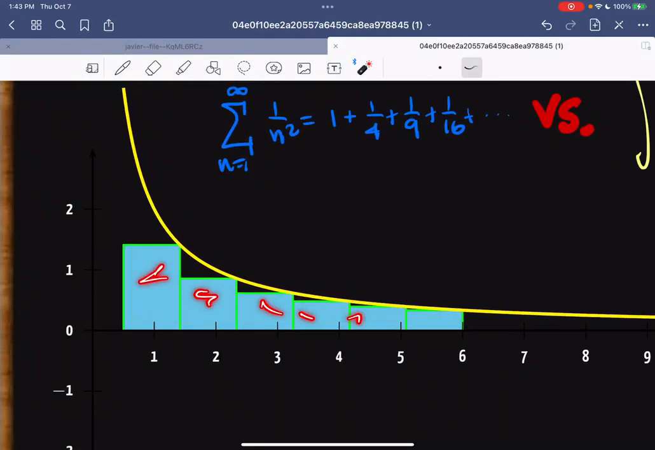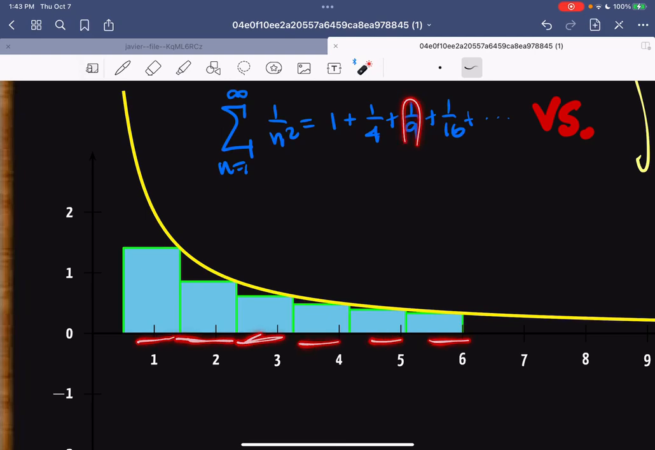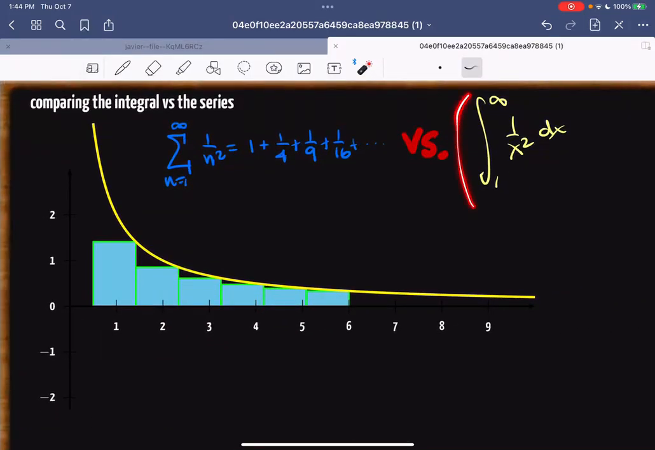There's a clear connection. Every one of these numbers could be represented by some amount of area. If you make the heights equal to these values and the widths all equal to 1, then each one of these areas is equal to each one of these numbers. And so there's this clear connection between the series and the area under the curve. In fact, it's very similar to the areas that we've been doing ever since you started doing calculus.